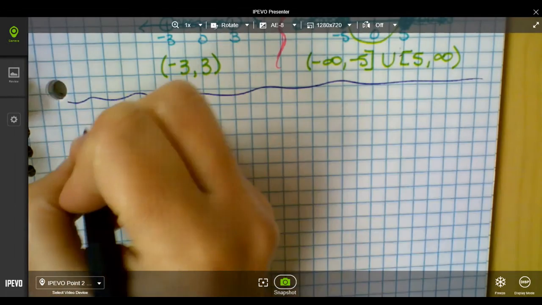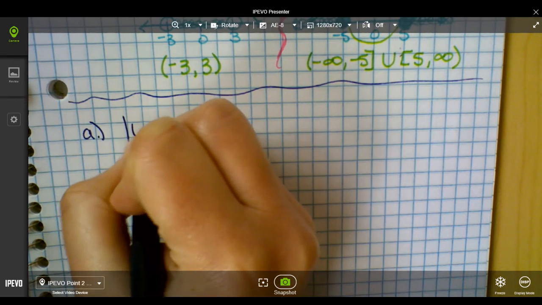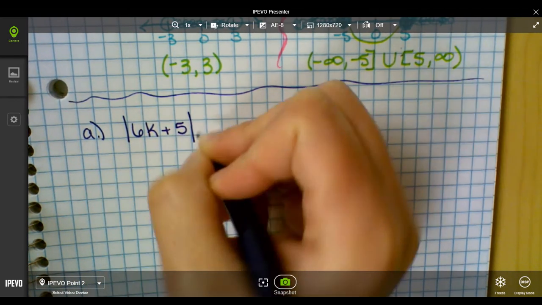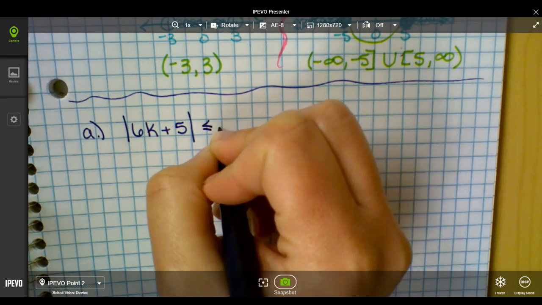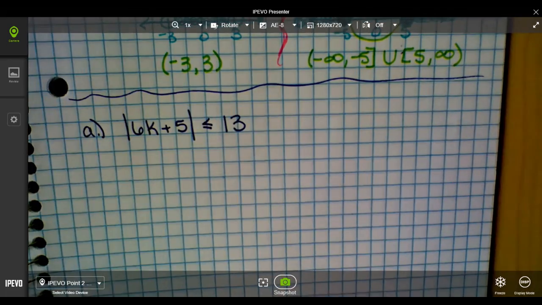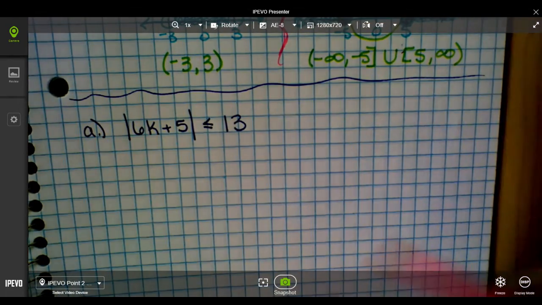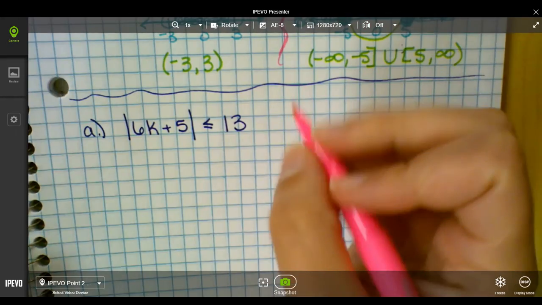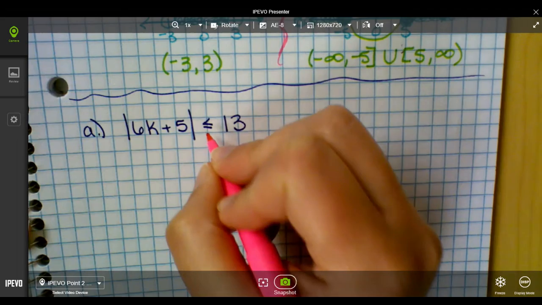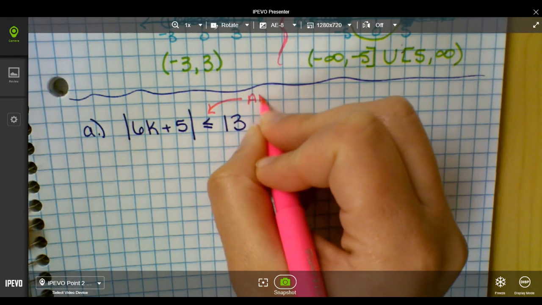Okay, so let's actually start doing some of these problems. So A, I have the absolute value of 6k plus 5 is less than or equal to 13. The first thing that you have to ask yourself when you are doing these problems is, do I have an "and" or an "or"? So you look back at your notes and you will see this is a less than. That means I want less solutions, less than. So this has to be an "and".